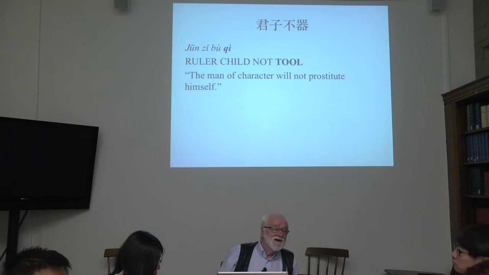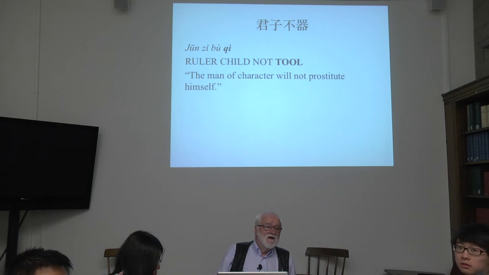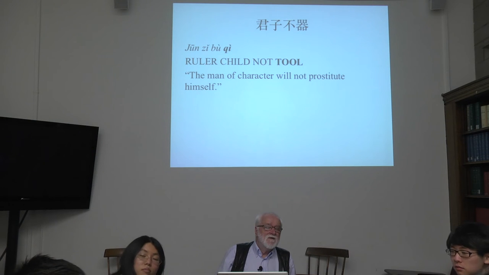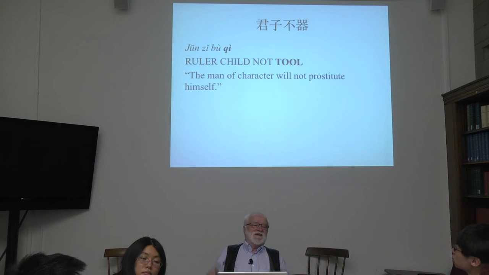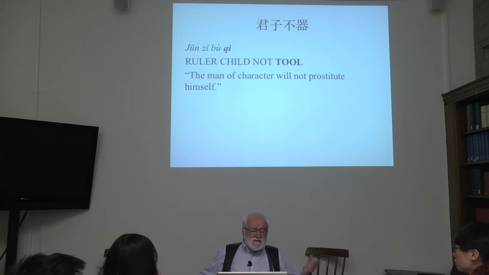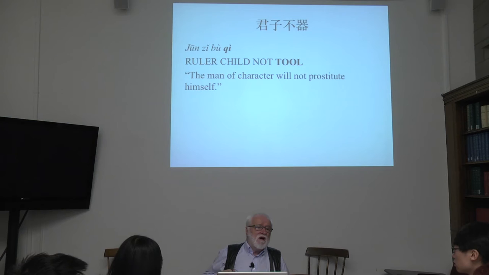Yes? Sorry, I don't exactly understand when you said that 君子 is not a word, but your translation is still man of character, that kind of combines ruler and child in a certain way. Yeah, I understand your question very well. Since I translate it as man of character, why don't I admit that it's very much like gentleman, one word?